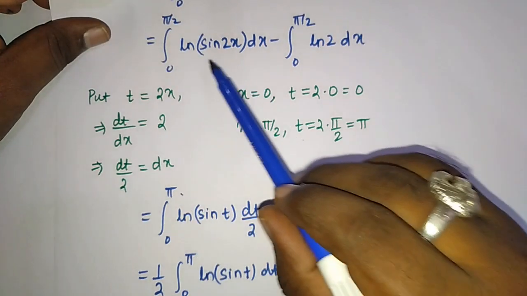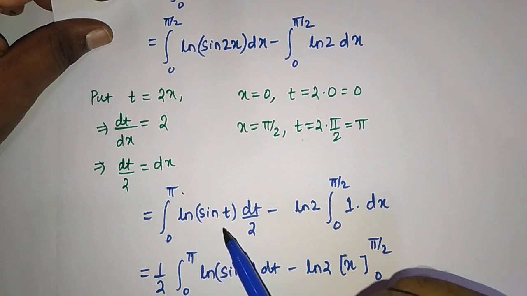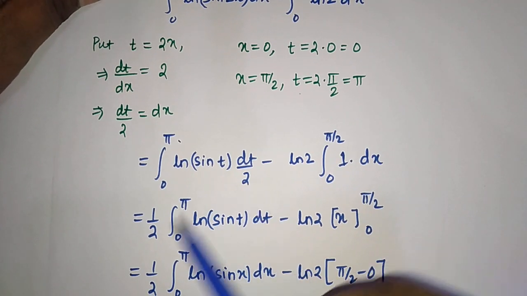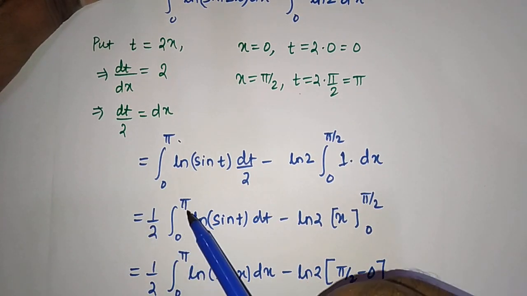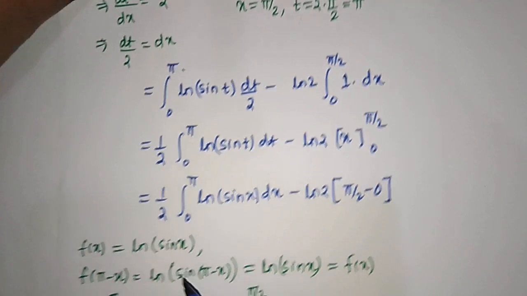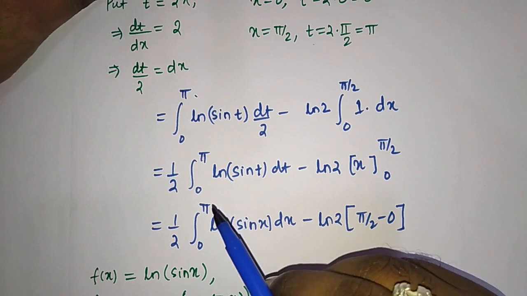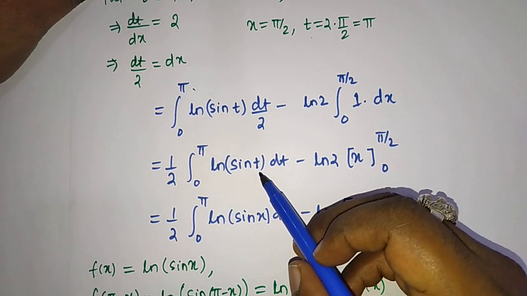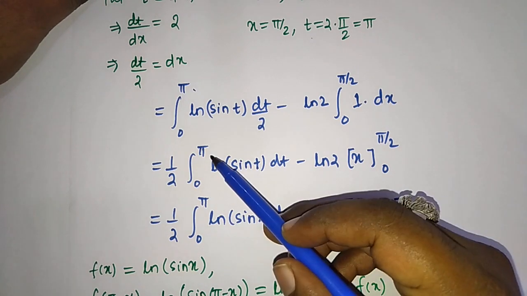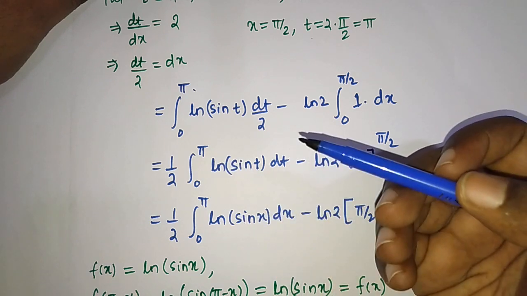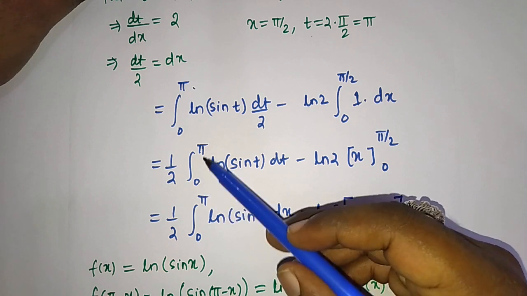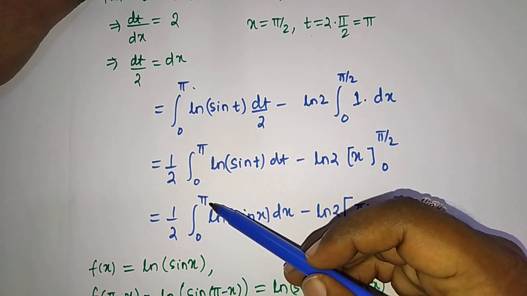So the integration becomes ∫ ln sin t dt by 2 from 0 to pi. Since it is a constant term, take it to the outside, it will become 1 by 2 ∫ from 0 to pi of ln sin t. Okay, so first property I have explained. If we change the variable by keeping the function and limit same, then the value of integration will remain same.